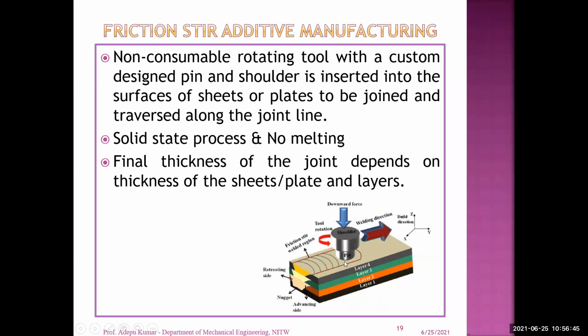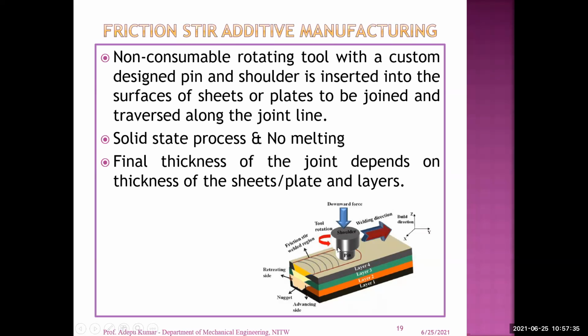Because of the rotation, friction develops between the top of the layer 4 sheet and the bottom portion of the pin. That leads to increased heat generation. That heat is transferred to the layers below, and as you apply the downward force, the pin automatically pierces into them. Once it pierces up to the shoulder contact, the shoulder touches the top surface of layer 4. It is still rotating, so a lot of friction also develops, and that friction is transferred to the other materials.